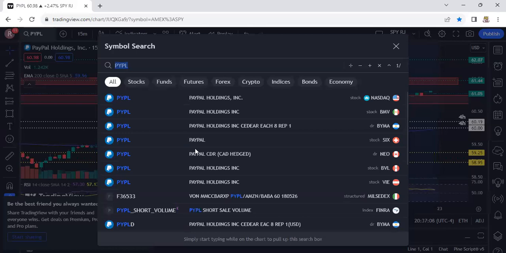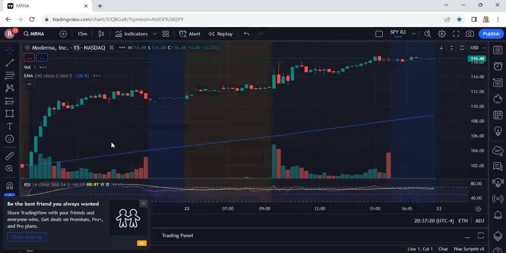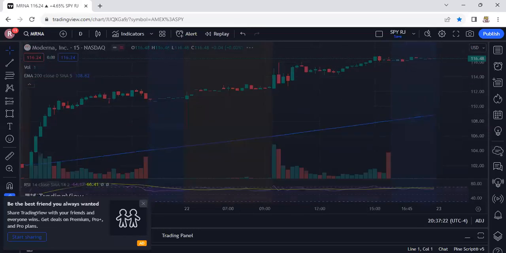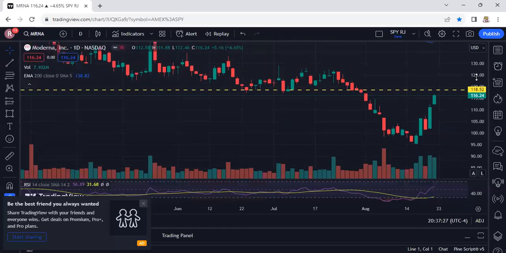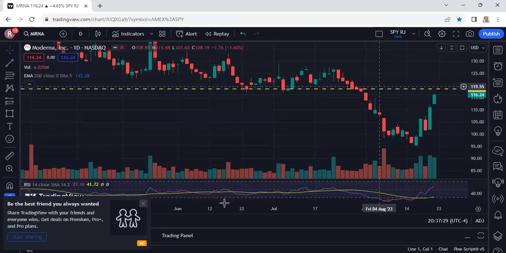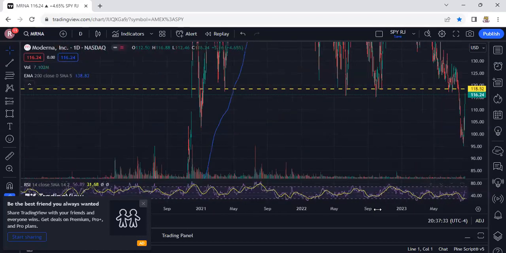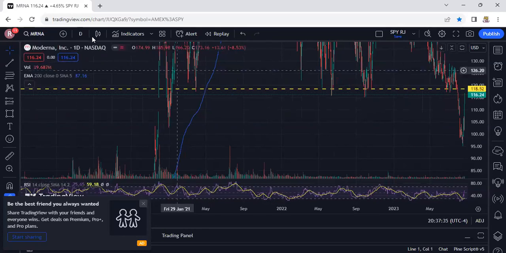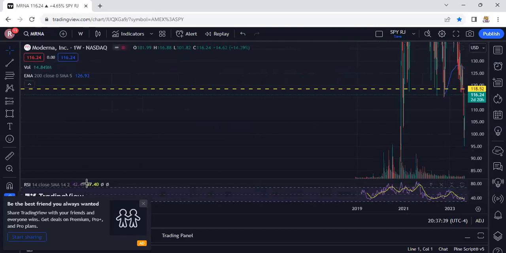Let's see, we got a Moderna. Let's see what Moderna looks like. MRNA. COVID numbers going up. So I do have a level right here. This must be a super old level. I haven't looked at Moderna, and I don't know how long. Yeah, this is a strong level. It's probably from the weekly.